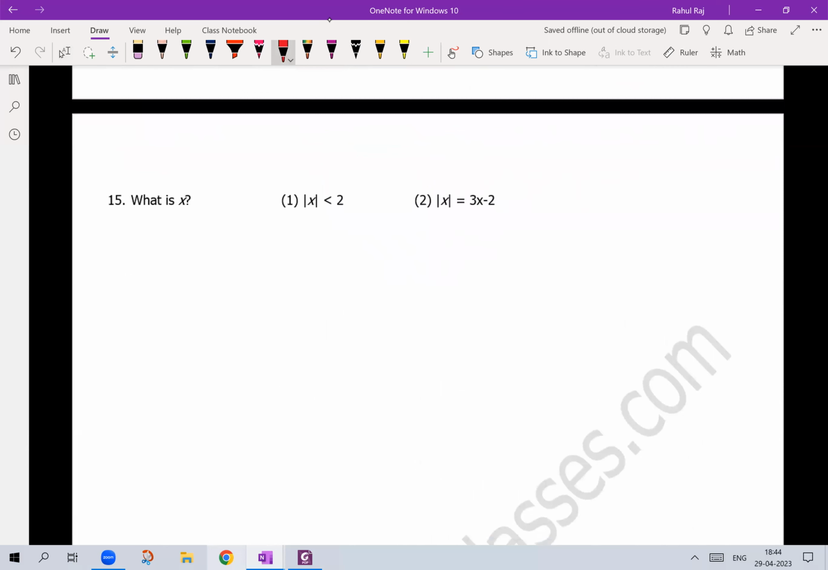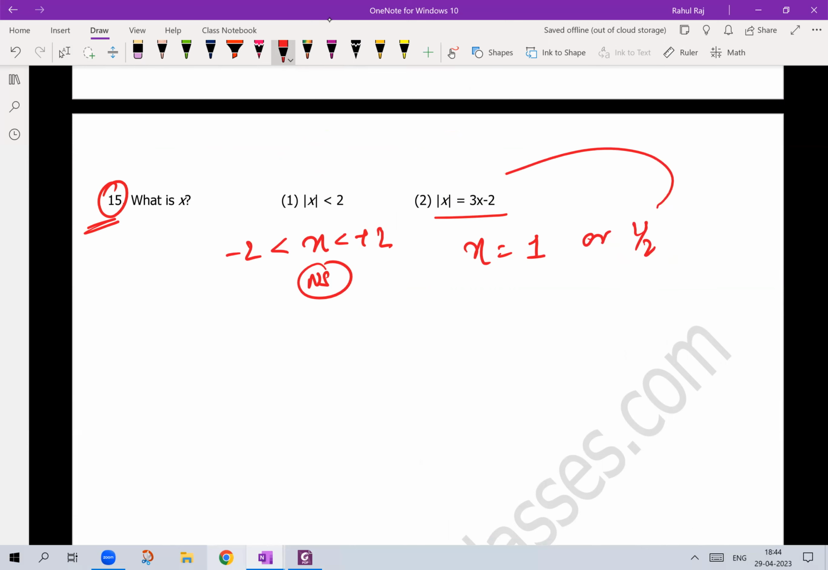Question number 15, we did it, I think, in the first question. Option number 1 says x lies between -2 and +2. I can say not sufficient. Option number 2 says mod x is equal to 3x minus 2. If you find out the value, you will get x is equal to 1 or half. When you take half, it's not a valid solution. When you take 1, it's a valid solution. So we did it right in the first place. So B.